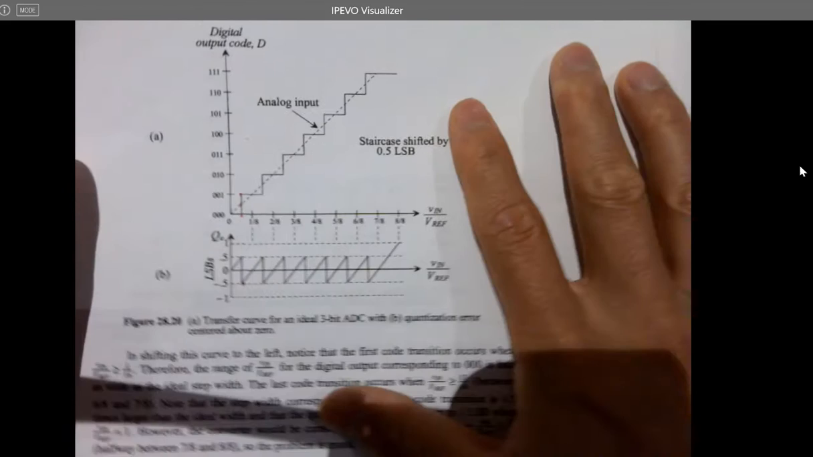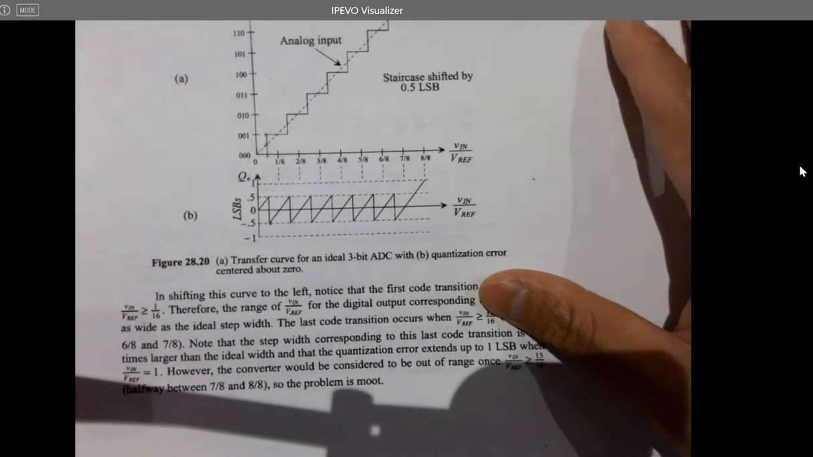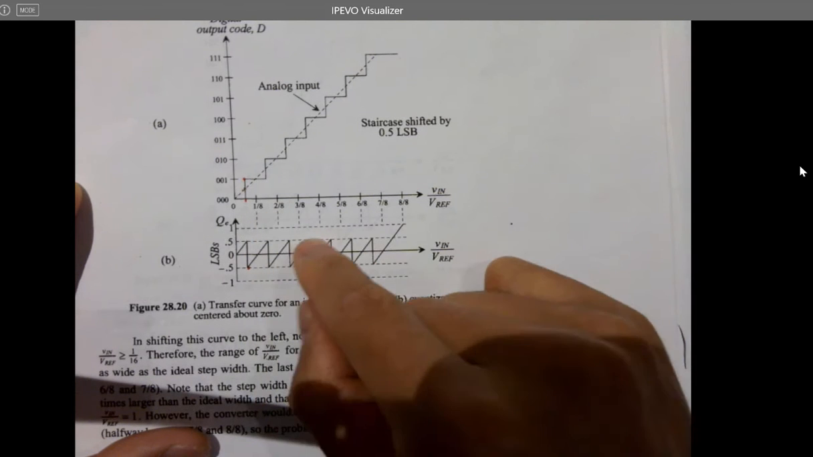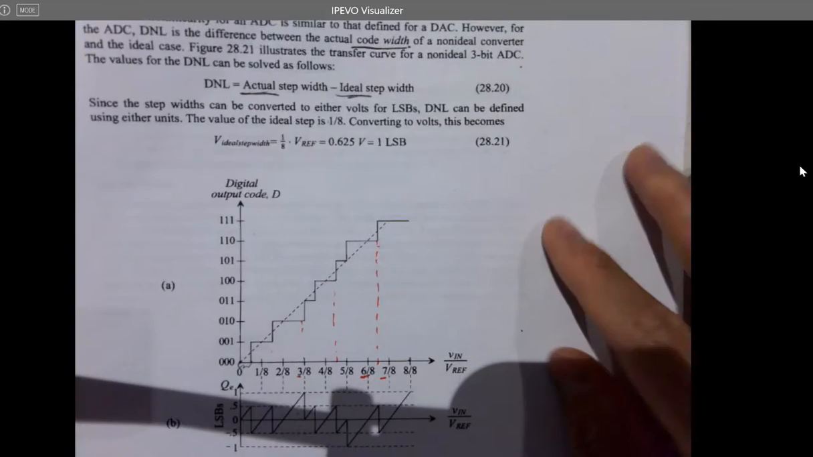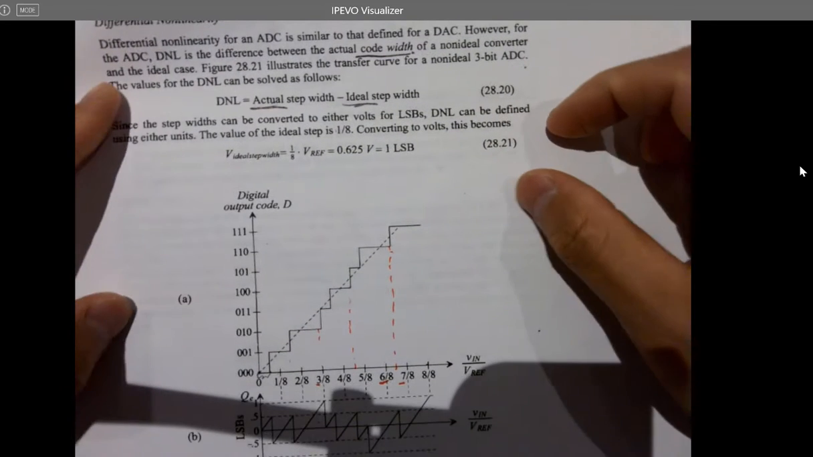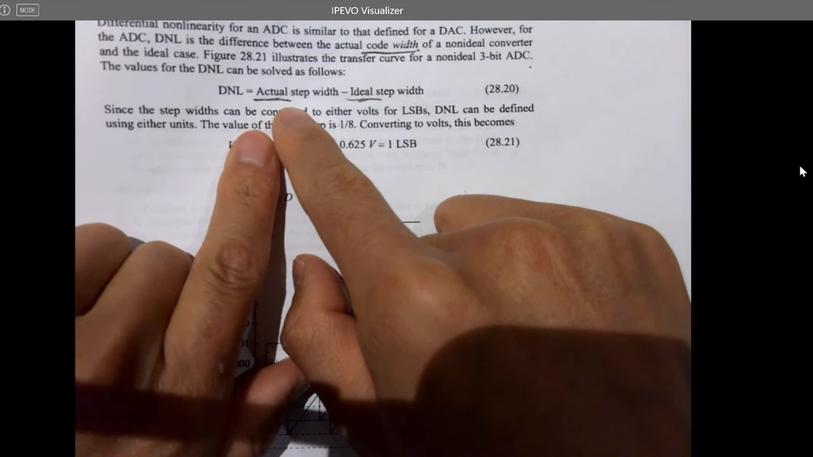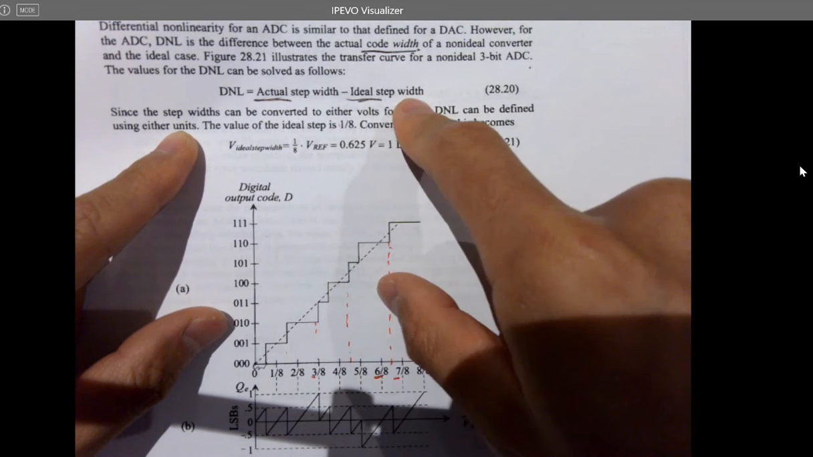But anyway, when we do the calculation, we are not thinking about the circuits, for now. So if you shift it, the quantization error will be smaller overall. And there will be some calculations regarding the DNLs and INLs for the ADC. So DNL for the ADC, definition: actual step width minus ideal step width.